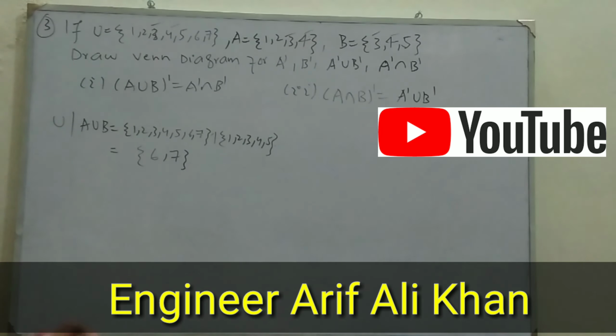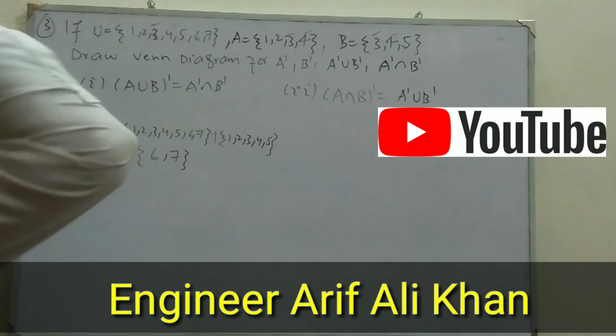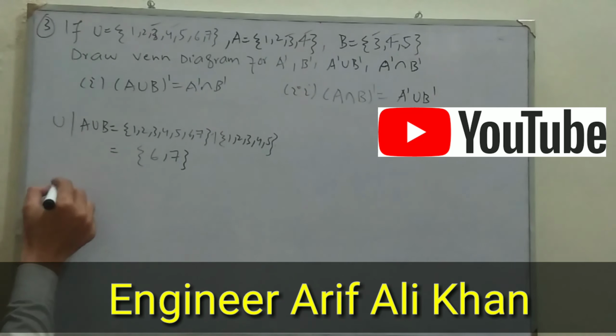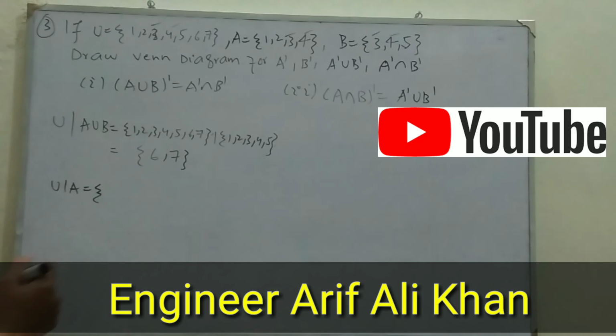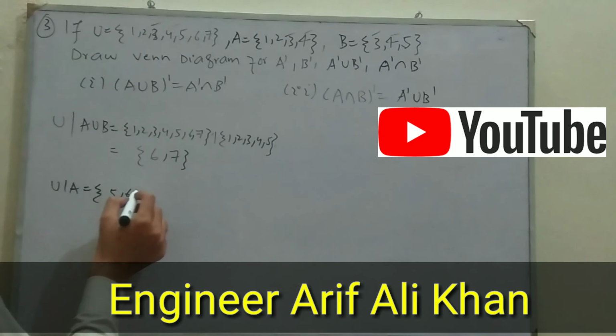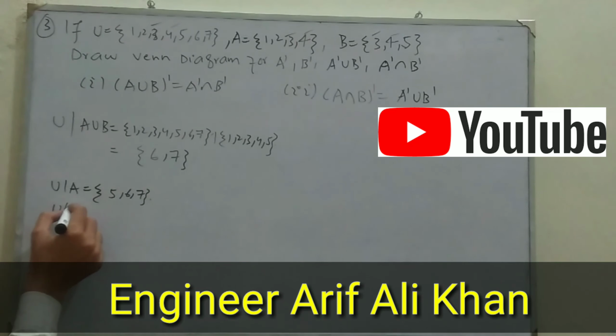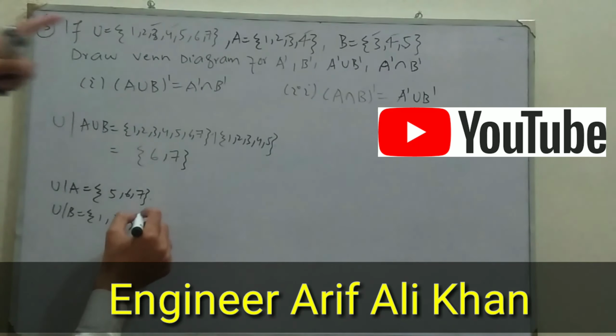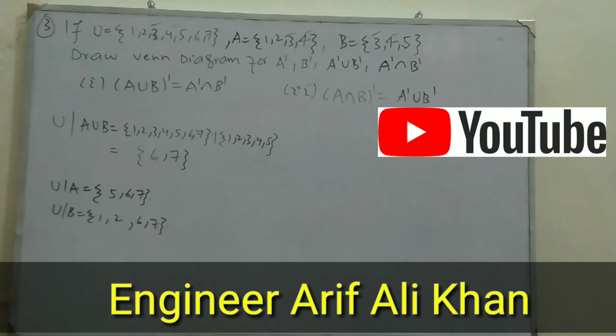Now finding this side, A complement intersection B complement. So A is 1, 2, 3, 4, and here we have an intersection, so U minus A. We already found it in the previous question. All elements in the universal set and not in A set will be our U minus A, so the elements are 5, 6, 7. This is the result. Now finding U minus B. So all elements in the universal set, not in B set. So the elements are 1, 2, 6 and 7. This is U minus B.